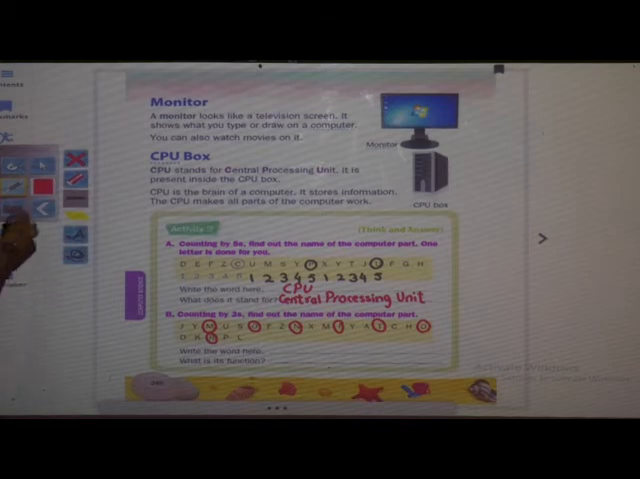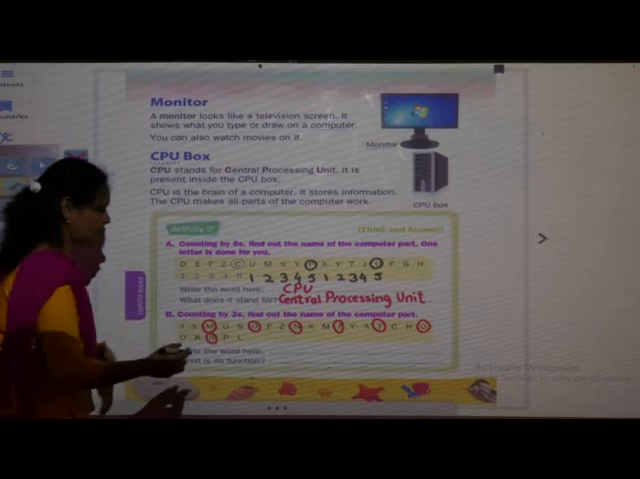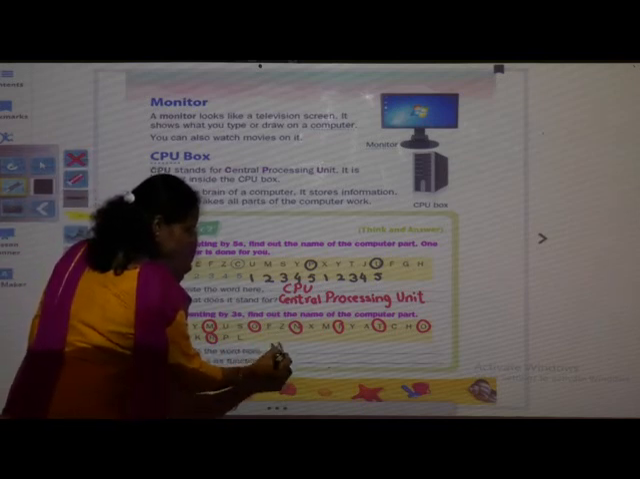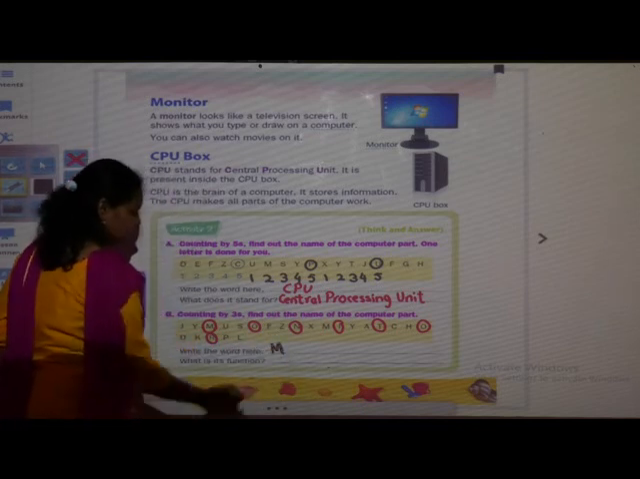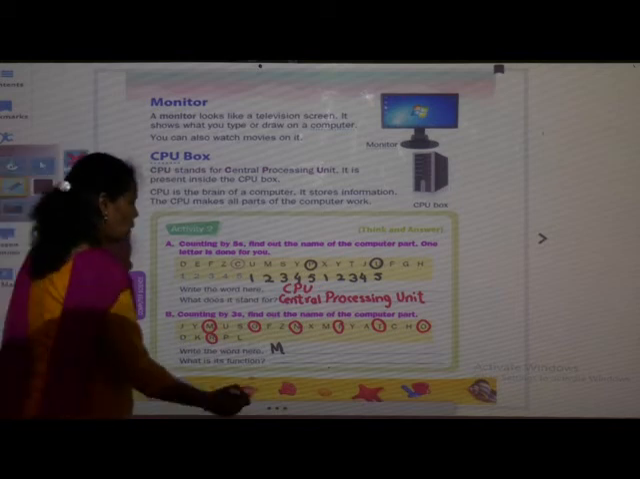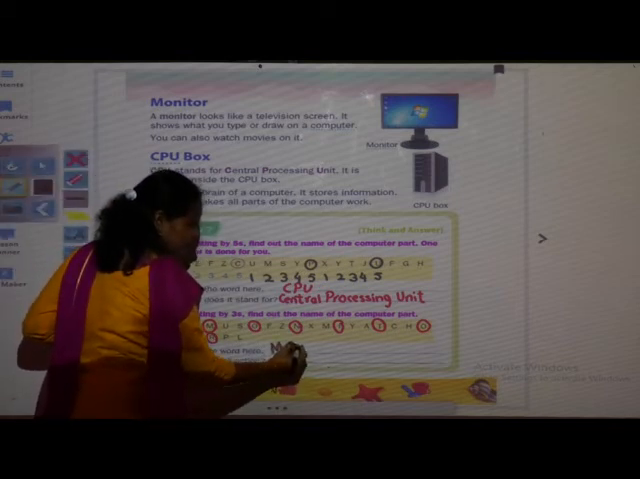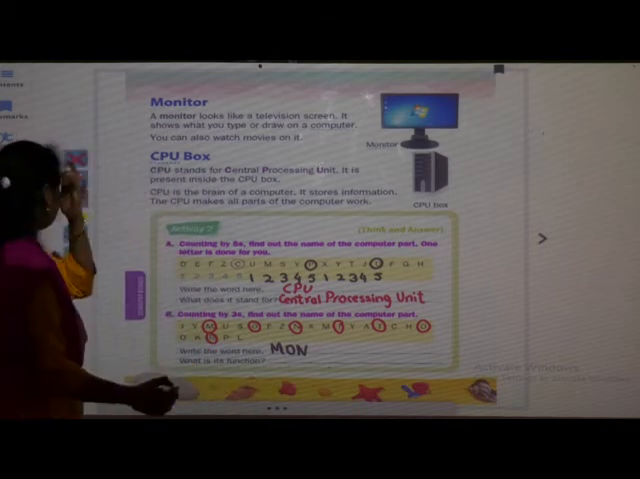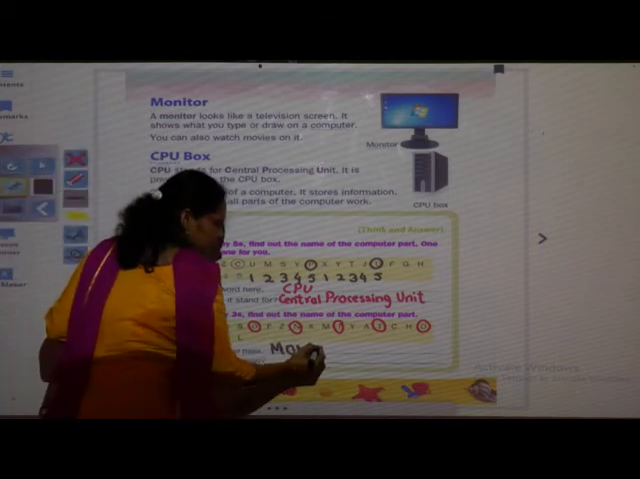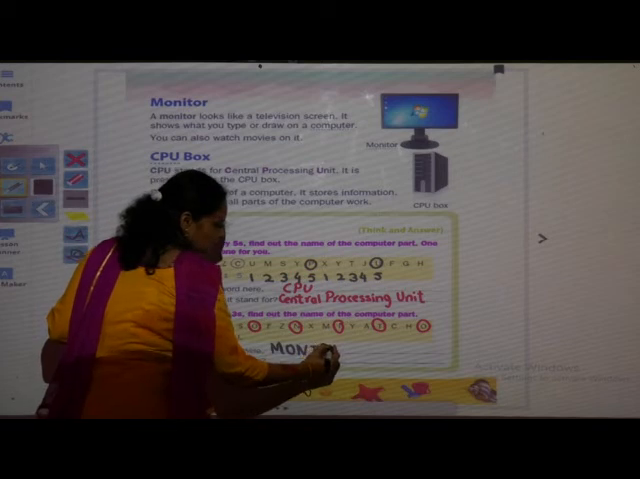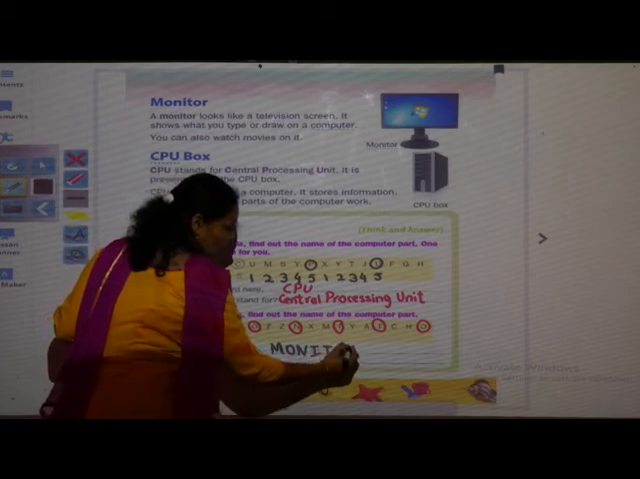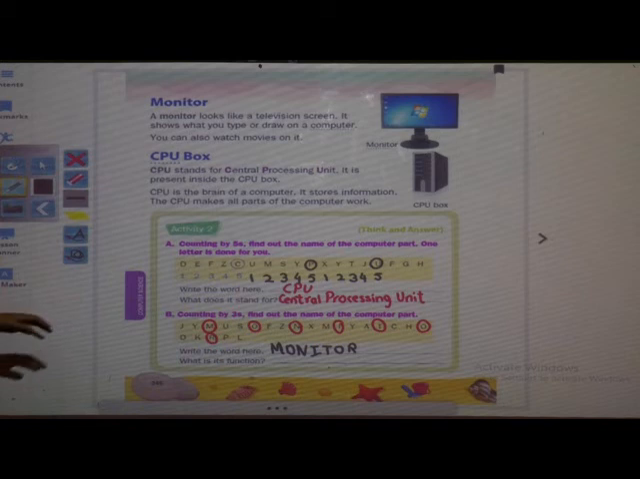Okay, let us write in that line so that you will come to know. Write the words here. First word, what have we got? M. So, write here M. Next, O. Next, N. Next, I. Next, T. Next, O, and last is R. MONITOR, monitor. Which part of the computer have we found here? Monitor. So, what is its function?